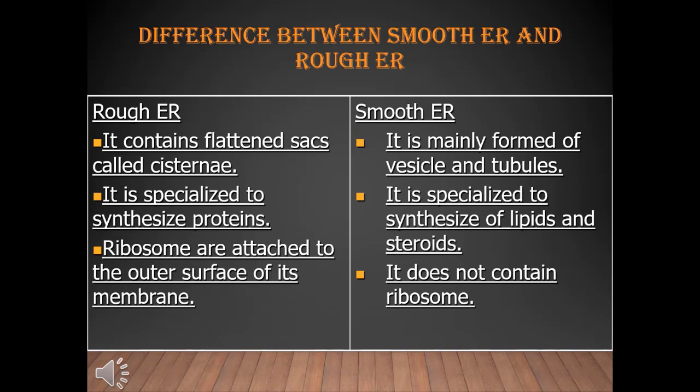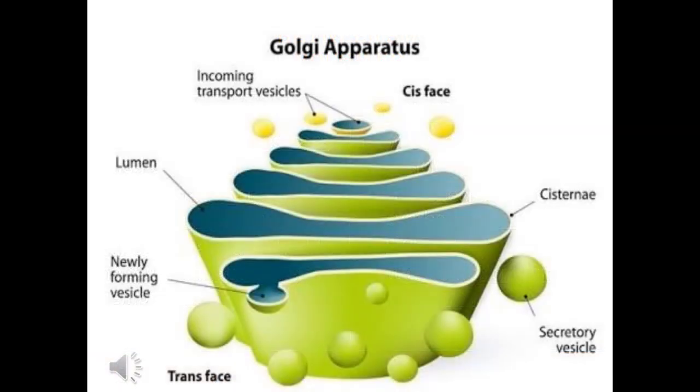Now, a smooth endoplasmic reticulum. It is mainly formed of vesicles and tubules. It is specialized to synthesize lipids and steroids. It does not contain ribosomes. Structure of Golgi apparatus.